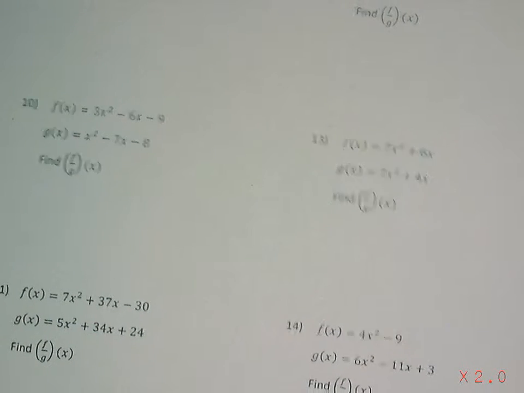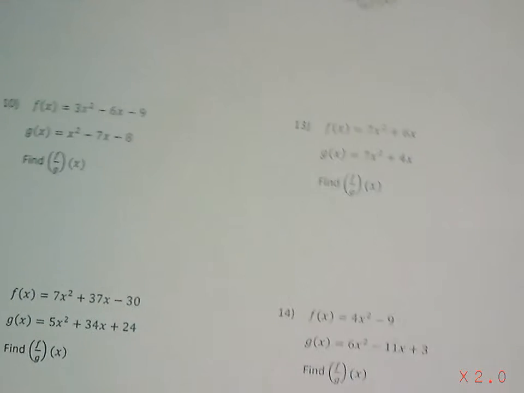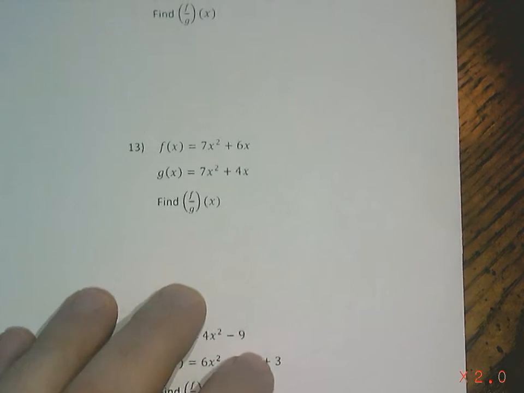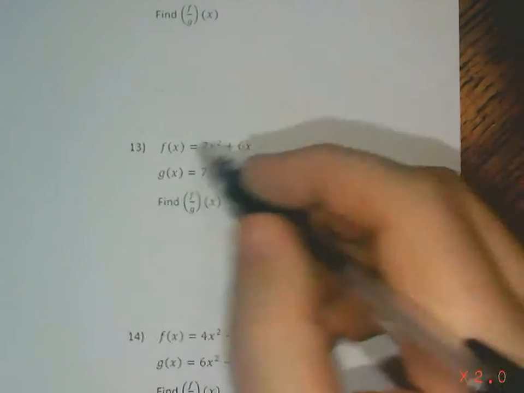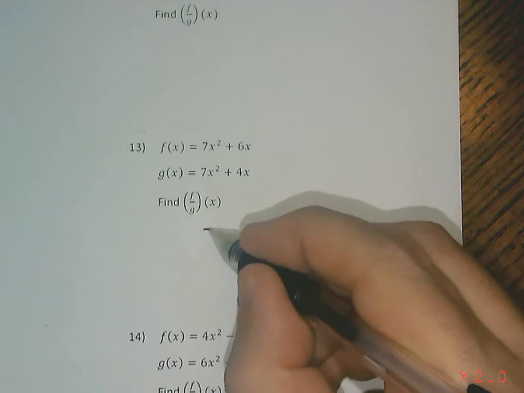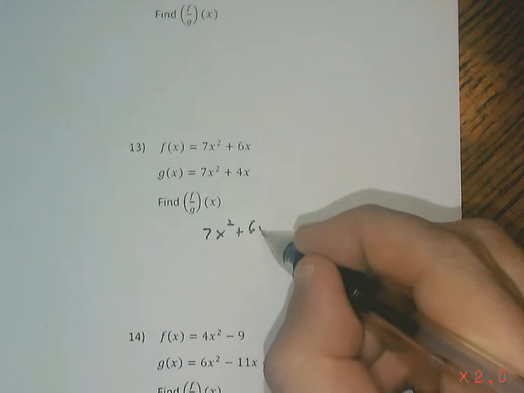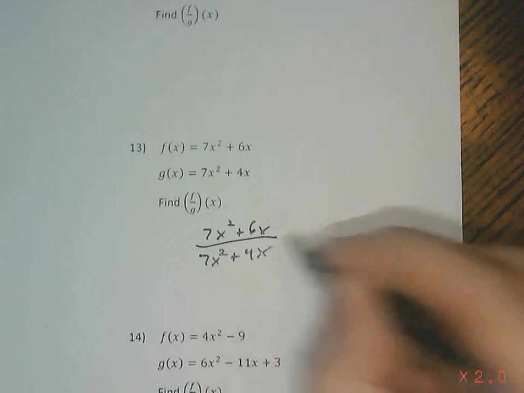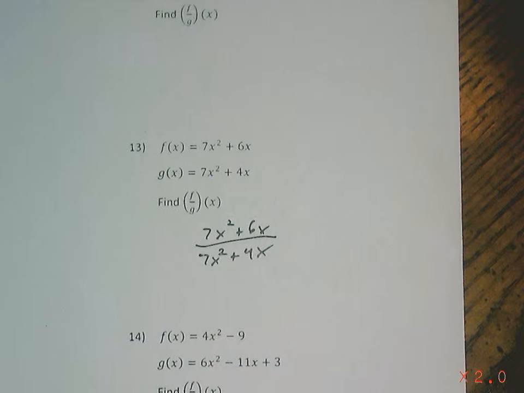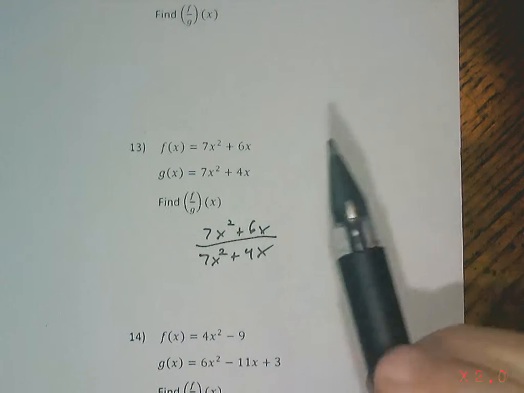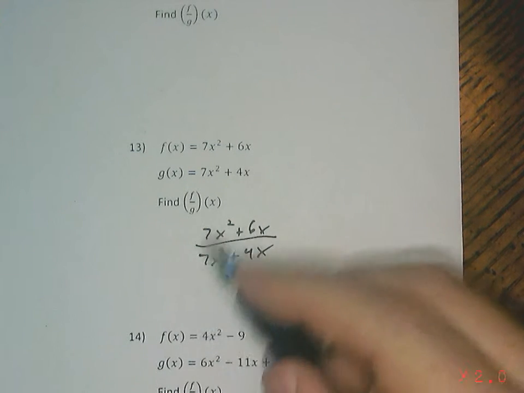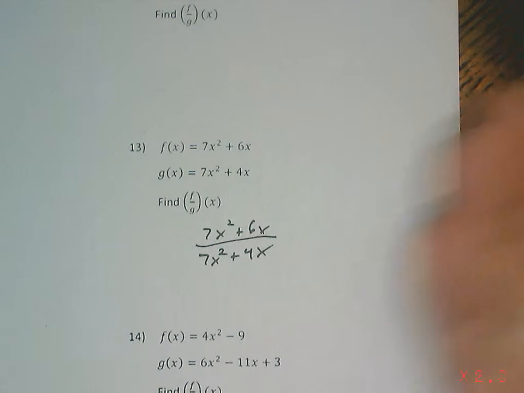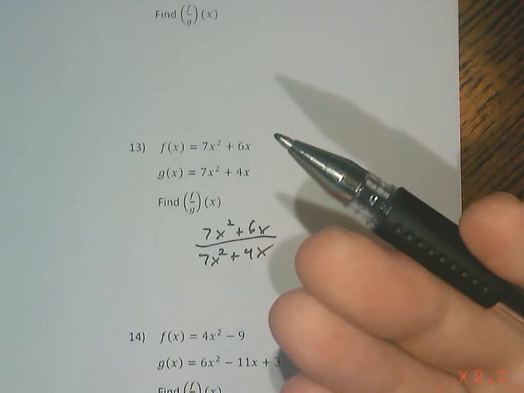Let's do one more just to show you guys what we could do here, because this one's a little trickier. The setup is 7x squared plus 6x over 7x squared plus 4x. We're going to look at this and be like, oh, this is so tempting. I just see 7x squared here. I want to get rid of both of those, right? Well, let's factor out what we can first.